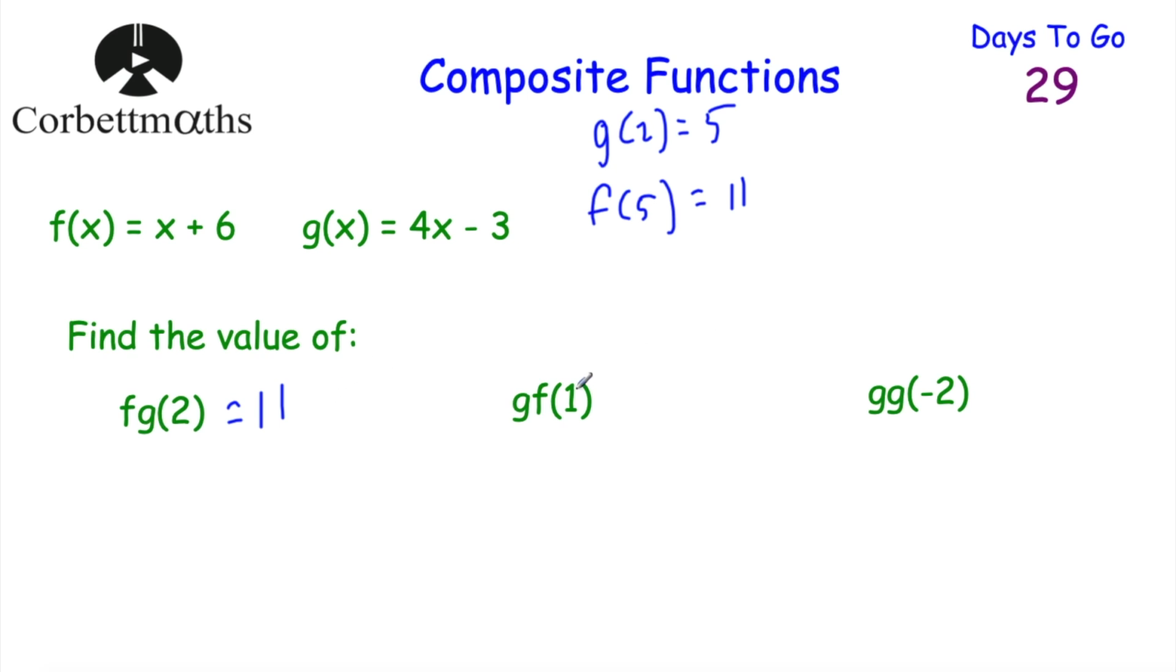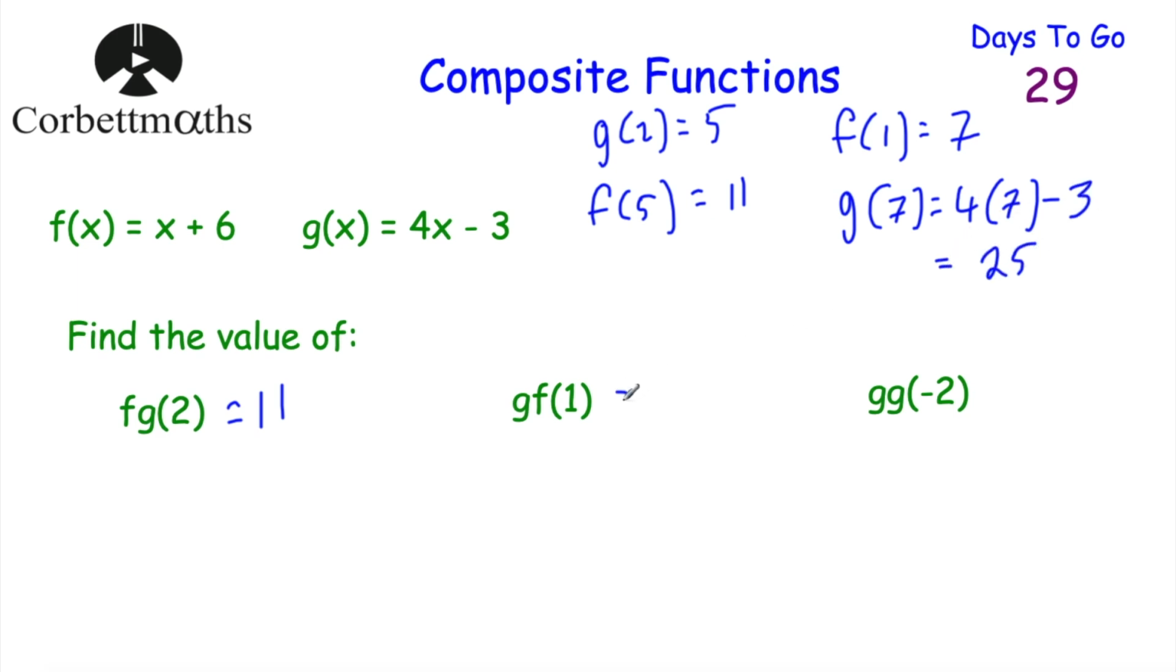That's fantastic. Next, if we wanted to work out gf of 1, we could substitute 1 into function f to begin with. So f of 1 would be equal to 1 plus 6, which is 7. And then we're going to apply function g. So then we're going to let x equal 7. So g of 7 will be equal to 4 times 7 minus 3. And 4 times 7 is 28, minus 3 is 25. So that's equal to 25.